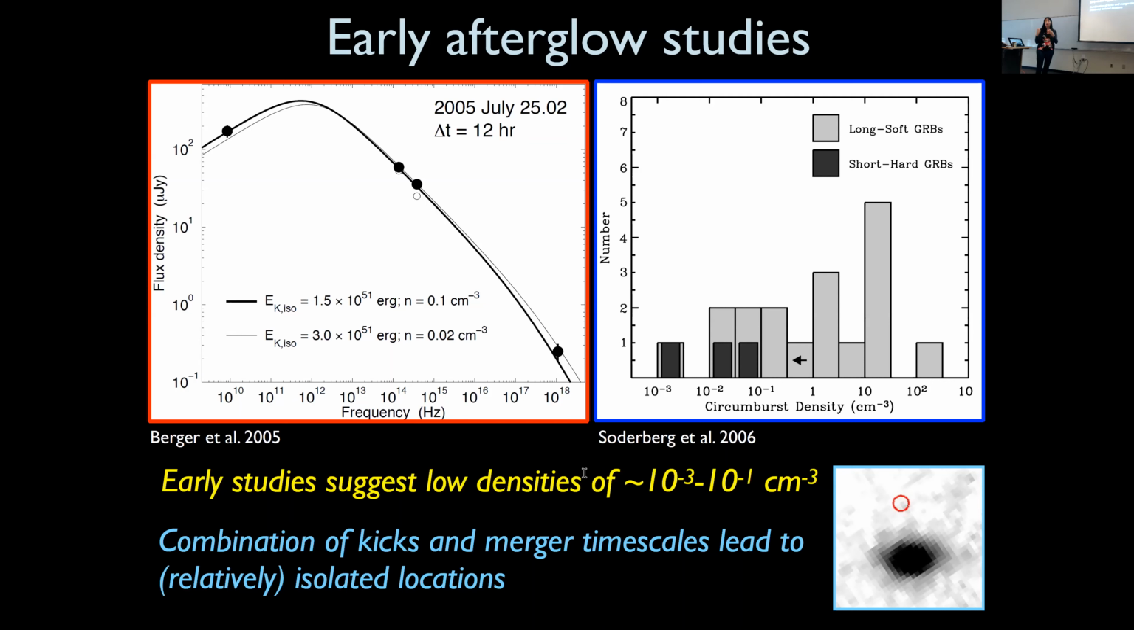And so if you imagine that you now have two neutron stars that have to undergo that process, and then they get kicked, then the binary system is traveling with some velocity. It also takes some time for the neutron stars to merge.